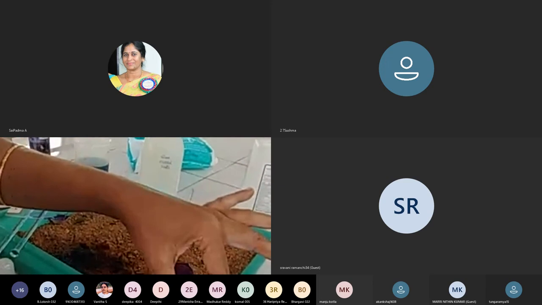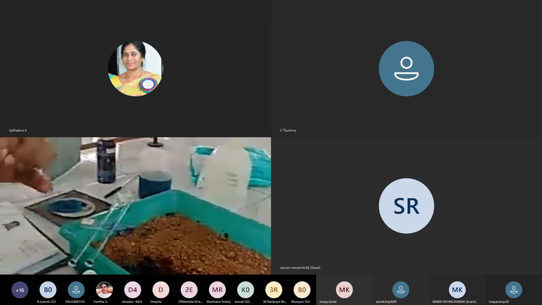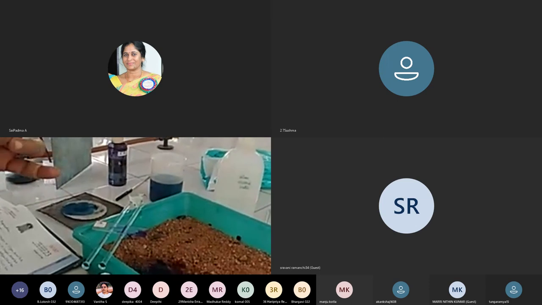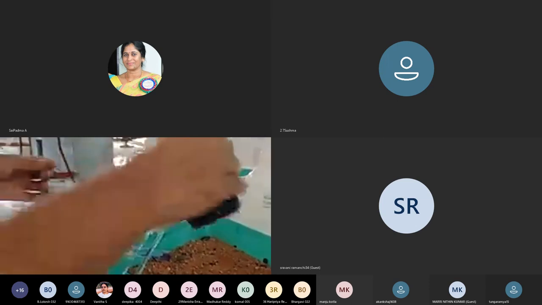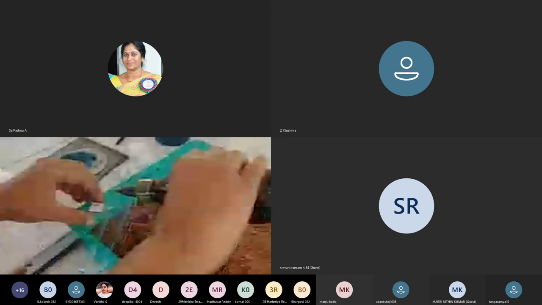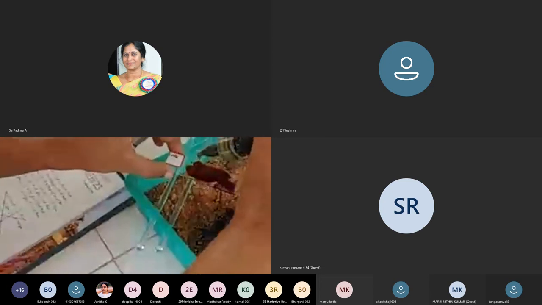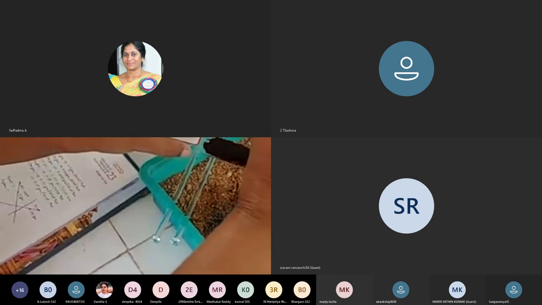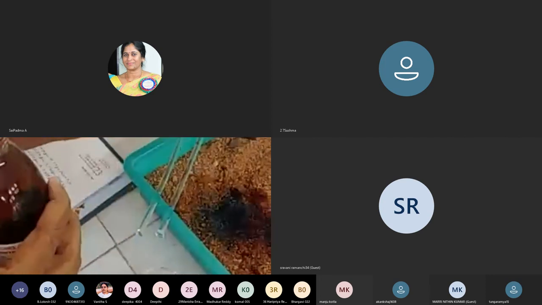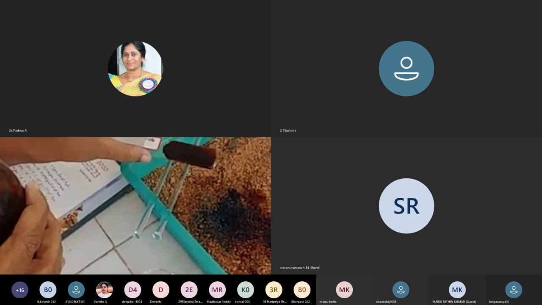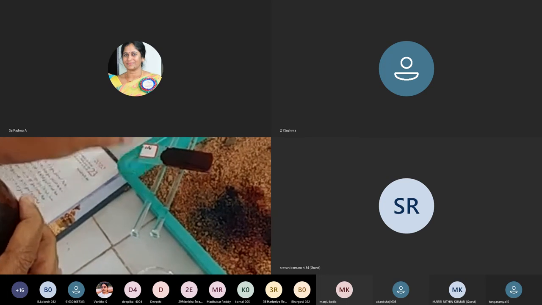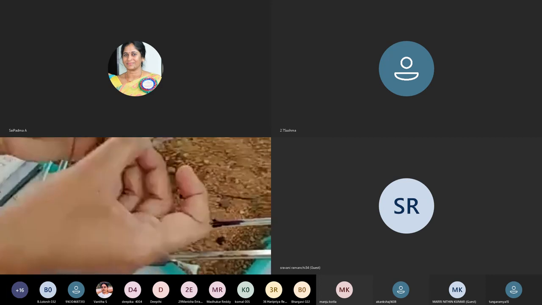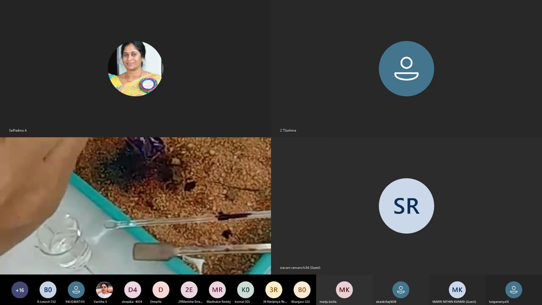And then we are going to add the mordant, that is Gram's iodine. This is prepared with potassium iodide and iodine solution. So just flood it properly with Gram's iodine on the slide, and make sure that it is completely filled with the Gram's iodine. Similarly, to the other slide also, we have to flood it with Gram's iodine.